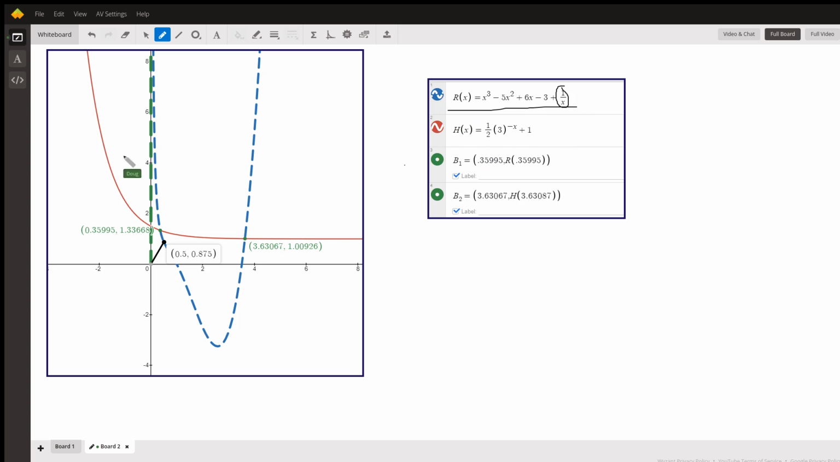H of x is the function that represents the red graph, which is the highway. So this is the highway. And the blue graph is the river. And Origin Town is a city with center at the origin, 0, 0. And P of x is a straight path from the center of Origin Town to the river. And they ask, what's the domain of P of x?